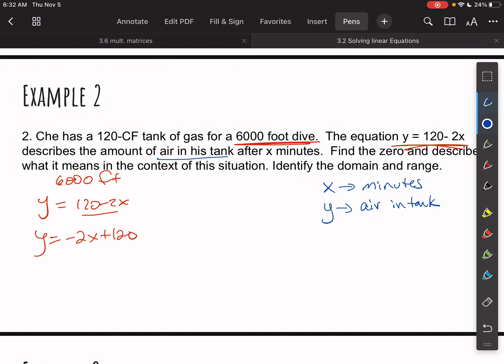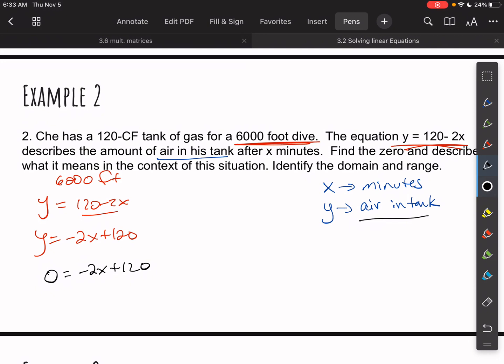It says find the zero and describe what it means in the context of the situation, and then identify the domain and the range. So what they want us to do is see where does this equation go to zero? Where does my air in my tank run out? That's what we're curious about, right? So if Y represents air in the tank and they want to know zero, they want to set Y to equal 0. They want to know when does this thing run out.